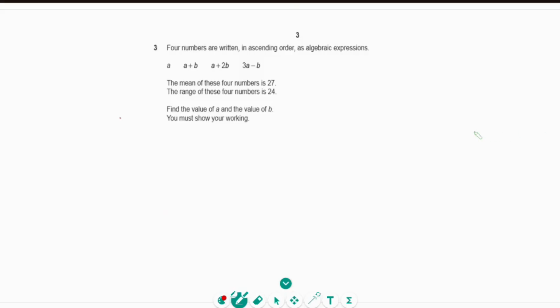Okay, we've got 4 numbers written in ascending order as algebraic expressions. The mean of these 4 numbers is 27. The range of these 4 numbers is 24. Find the value of a and the value of b. So I know that 3a minus b, subtract a, gives us 24, because the biggest number minus the smallest number gives you 24. Let me just simplify this expression. 3a take away a is 2a, so I know 2a minus b is 24.